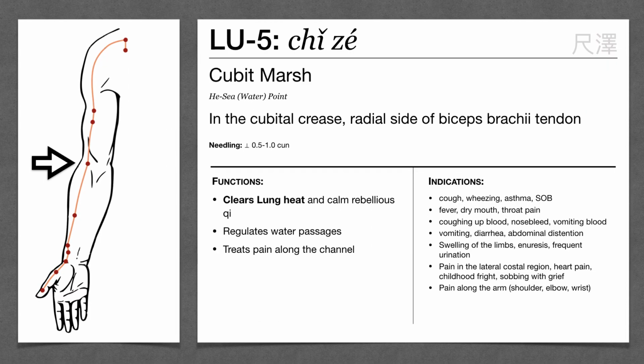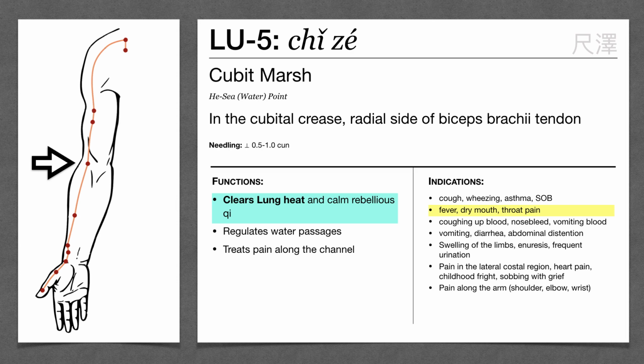Lung 5, on the other hand, is a very important point. Chizhi means cubit marsh. It gets its name because it's located on the cubital crease. And you can think of it as a marsh because it's on a swampy part of the body. It's located in the elbow pit, where it tends to get hot and damp and sweaty, like a marsh. So this point is especially good at clearing heat and regulating water.